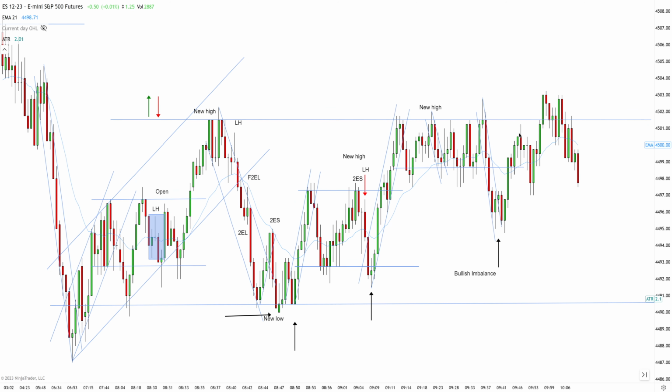So we have push higher, you have a first entry short, little pullback, second entry short failure, and you have also new high, first entry long, pullback, second entry long.